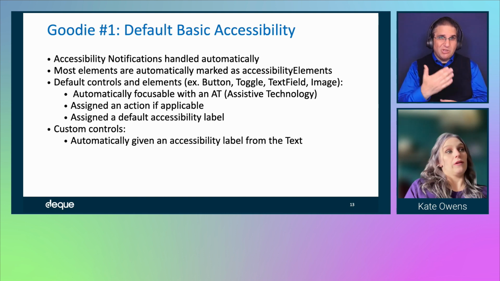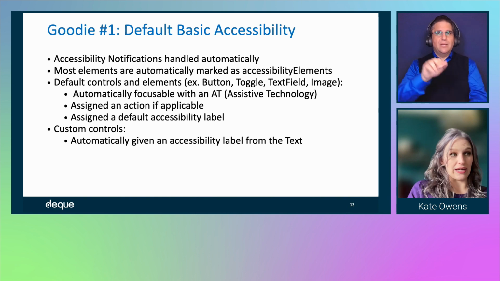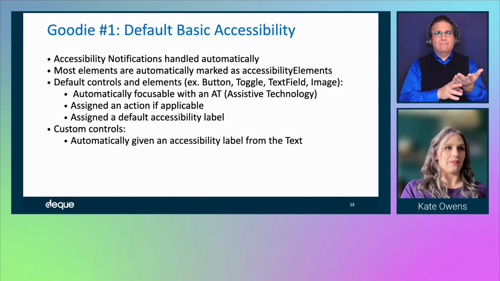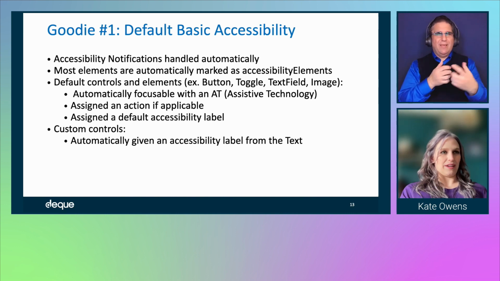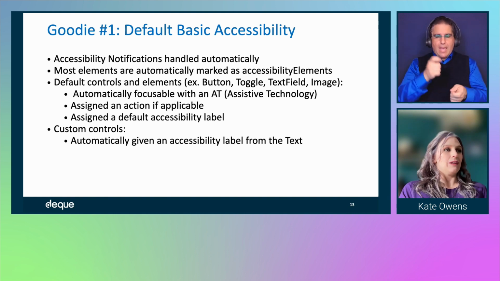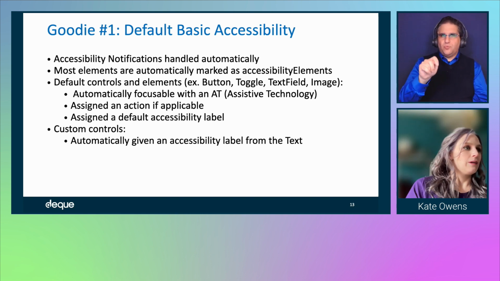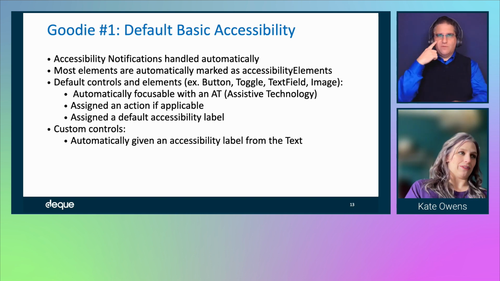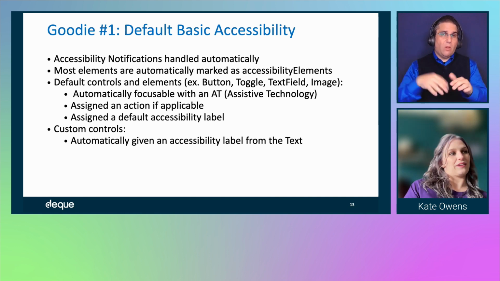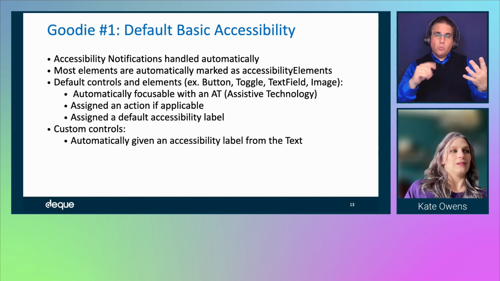If it's applicable, they will be assigned an action. Obviously, if you've got an image, that's a case where an action isn't applicable. But if you're making a custom text field or a button, SwiftUI will handle creating the action for you. And I mentioned this earlier too, the default accessibility label. These elements already are assigned a default accessibility label by SwiftUI.